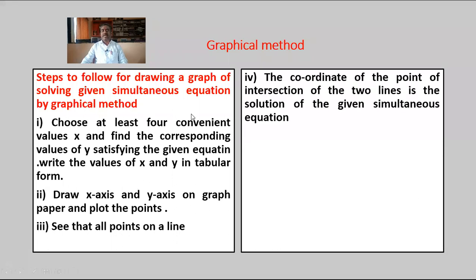And the coordinate of the point of intersection of the two lines is the solution of the given simultaneous equation. A simultaneous equation system contains two linear equations in two variables. Then we get two lines on the graph paper. The two lines intersect each other. The intersection point is the solution of the given simultaneous equation.